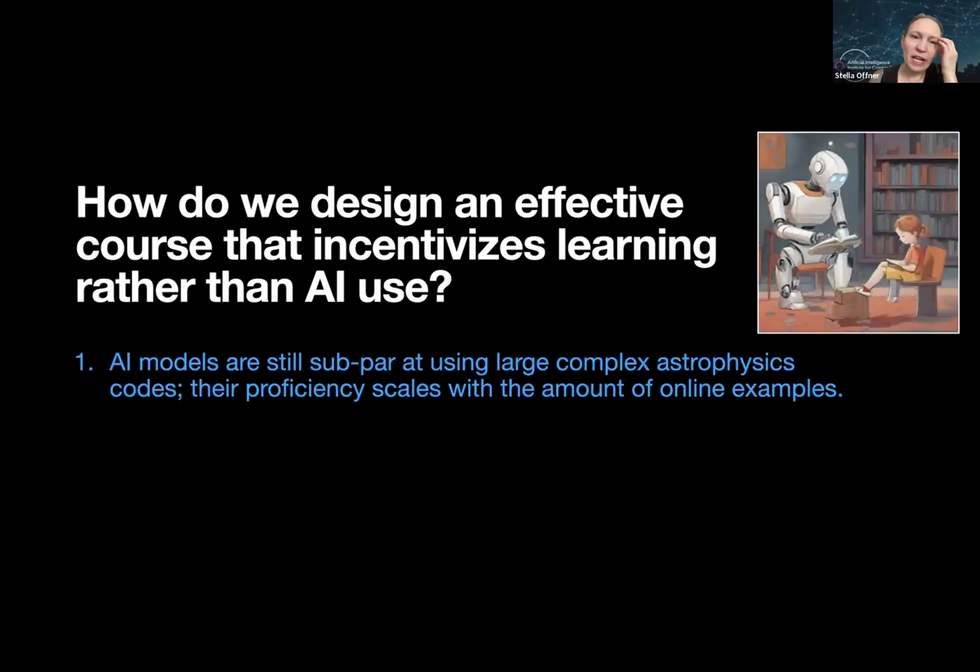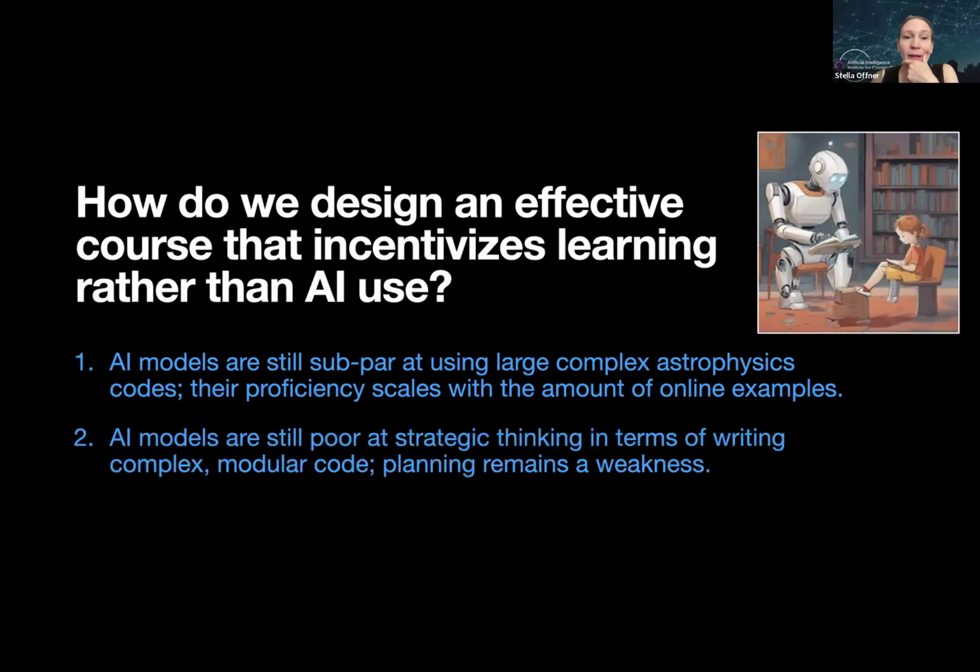So basically what I'm seeing is these models are still subpar. And the proficiency really scales with the amount of online examples. So there's a lot of Python online, but people doing computational astrophysics are a relatively small community. And in addition, these models are really poor at strategic thinking. They can write a module, they can write a small program of functions, but in terms of very complex, modular code, they're very weak at planning.